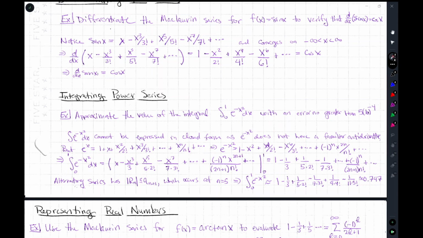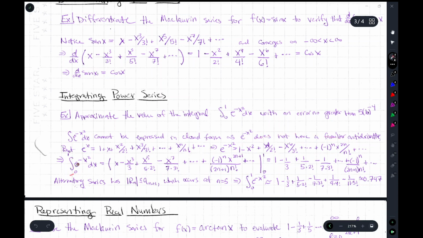But what we can do is use the Maclaurin series and keep as many terms as we need to get an accurate value for that integral. So we have e to the x. Here's the Maclaurin series for e to the x. We want e to the minus x squared, so we use composition there with the inside function being negative x squared. And we end up with this Maclaurin series with that composition.